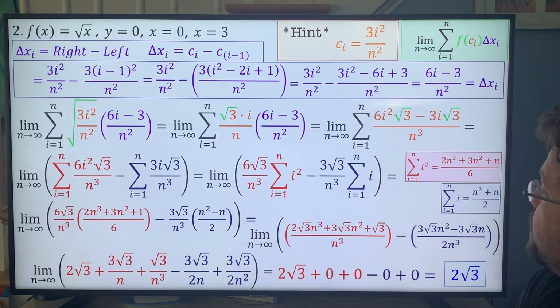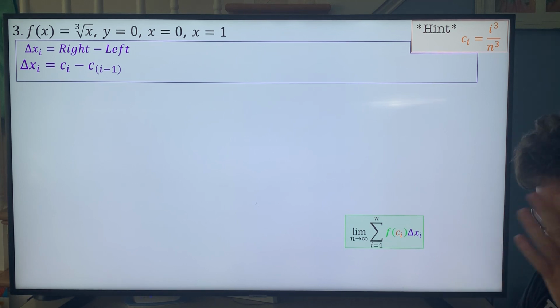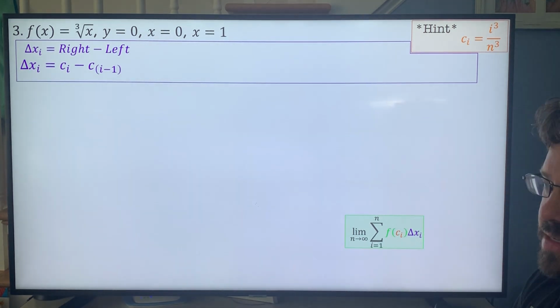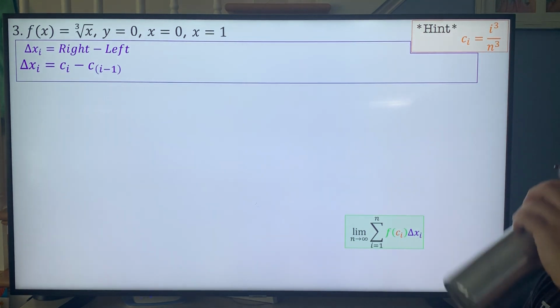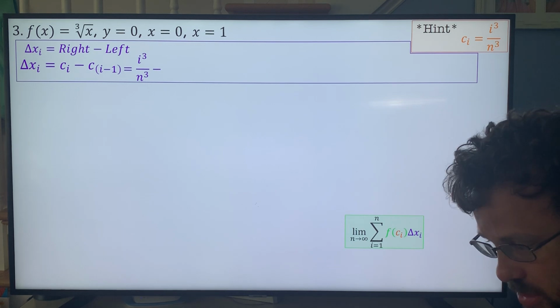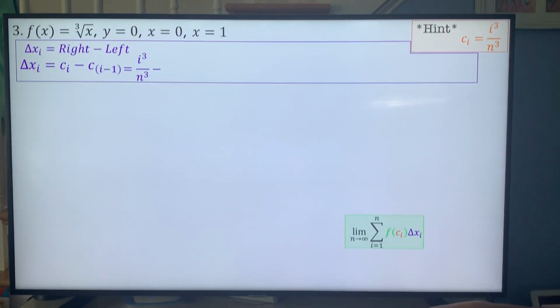All right. Let's move to the next problem. Why don't you guys attempt this one? And then I'm going to tell you how to actually find the CIs. Another hint: i cubed over n cubed. Like I said, I want to just warm you up with the stuff.